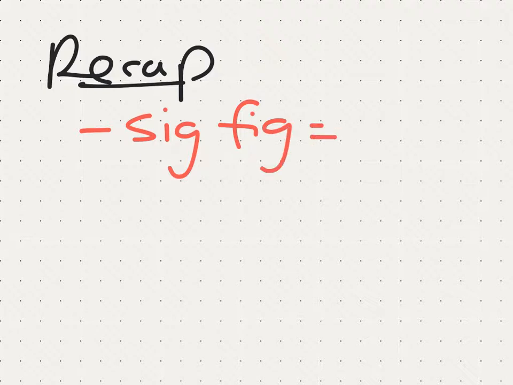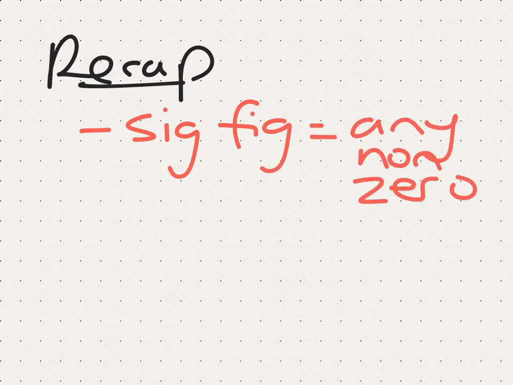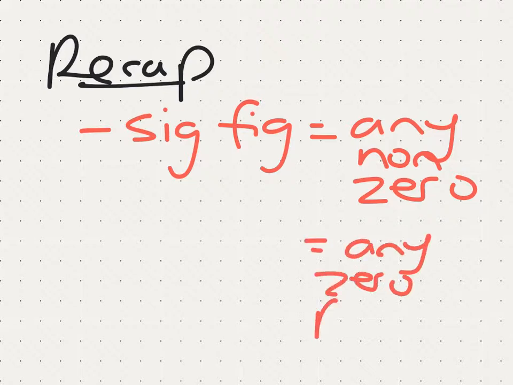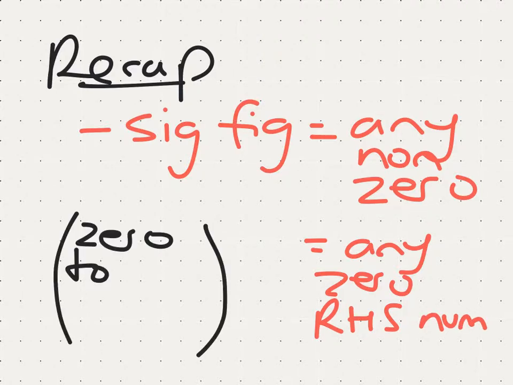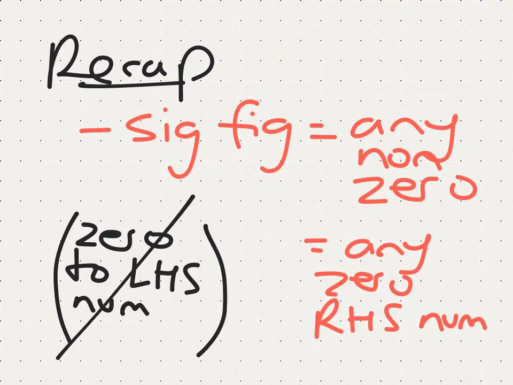Okay, let's recap. A significant figure is any non-zero digit and any 0 to the right-hand side of a number. Any 0 to the left-hand side of a number is not a significant figure.